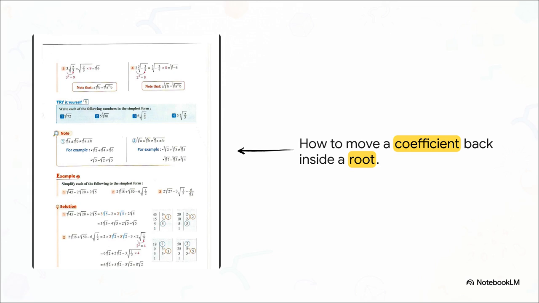To do this, you literally just reverse the rule. For a square root, you square that outside number as you push it in. So an a on the outside becomes a squared on the inside. For a cube root, you cube it. To put that into perspective, if you've got a 3 on the outside of a square root and you pop it back inside, it turns into a 9. This kind of flexibility is an absolute game changer for simplifying complex fractions.